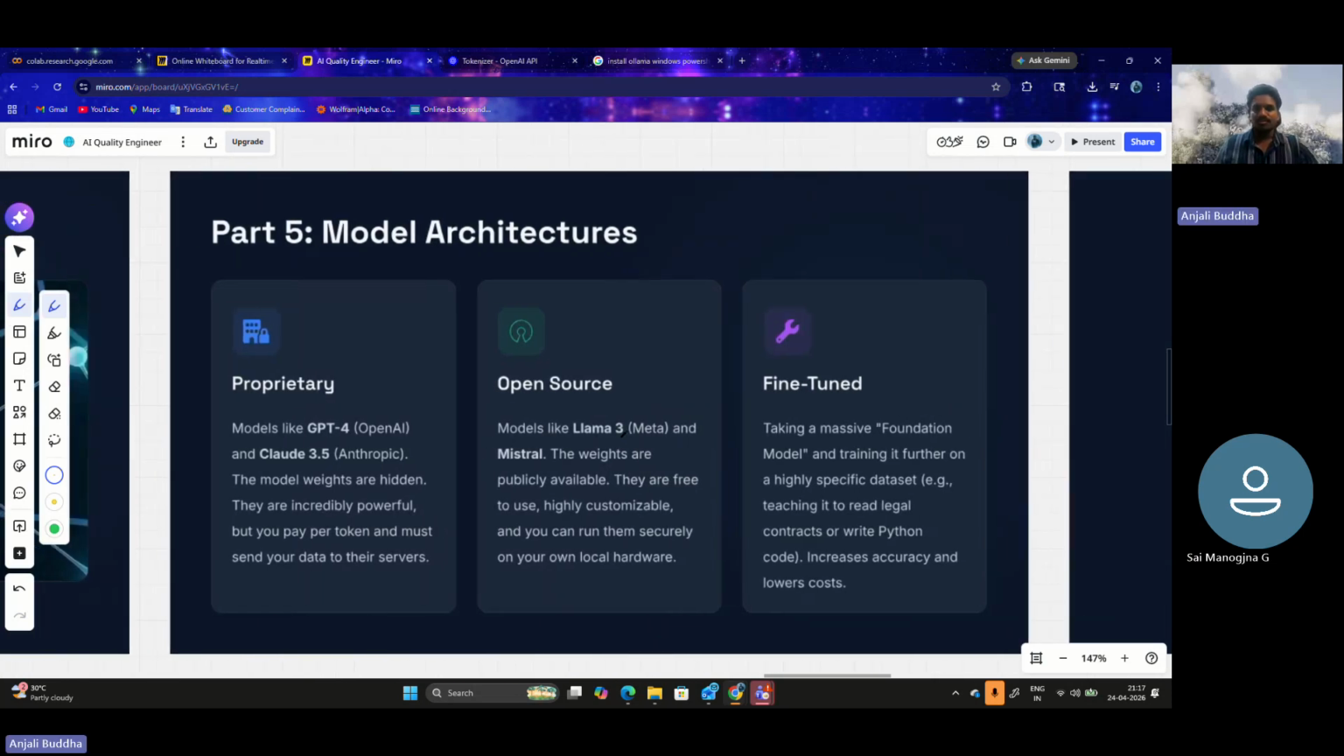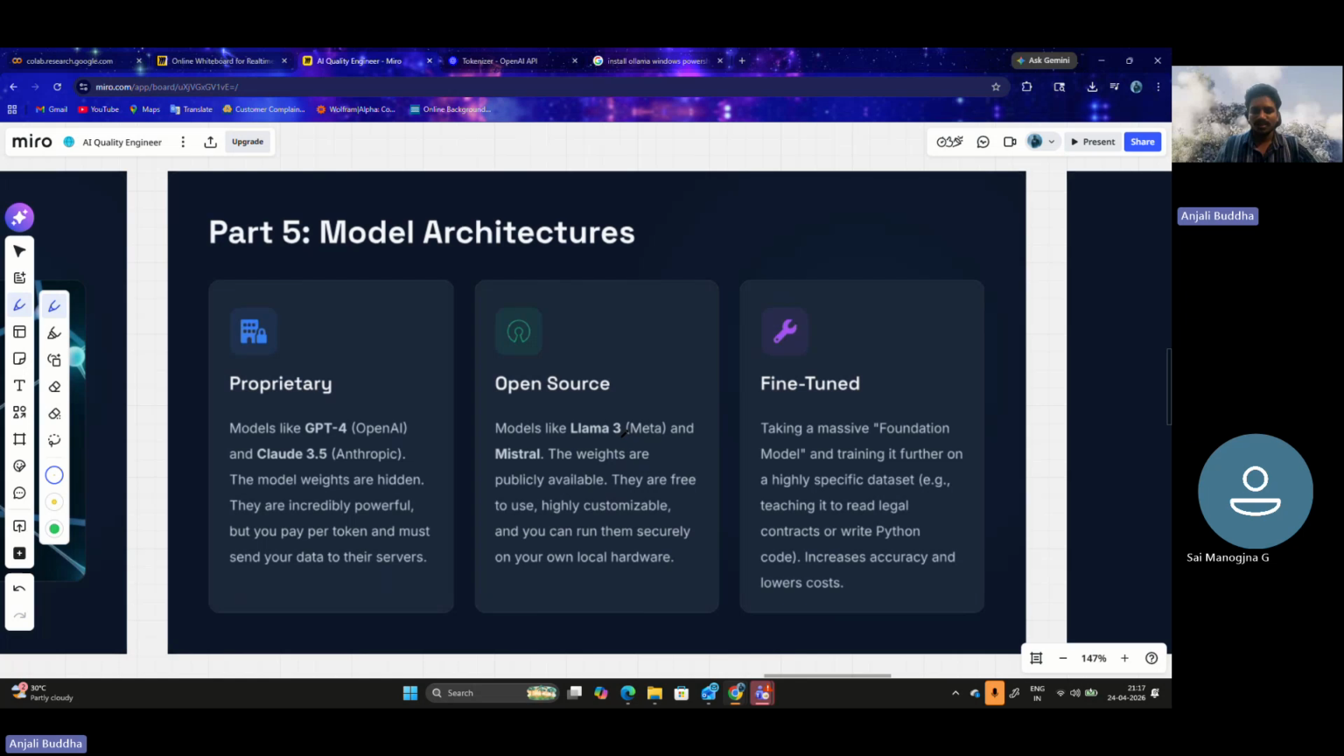Yes. So now LLM models are built. There are three kinds of models. First is proprietary models, like GPT-4, all the OpenAI GPTs, right? They are usually closed source. So when we say closed source, what does it mean? It's a proprietary model.